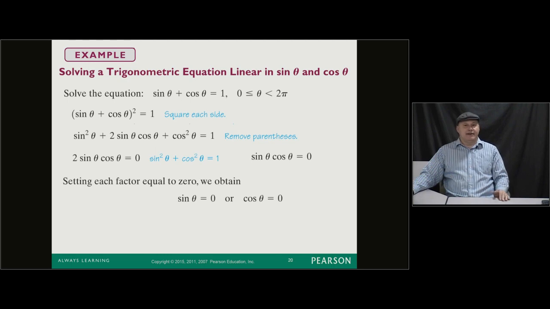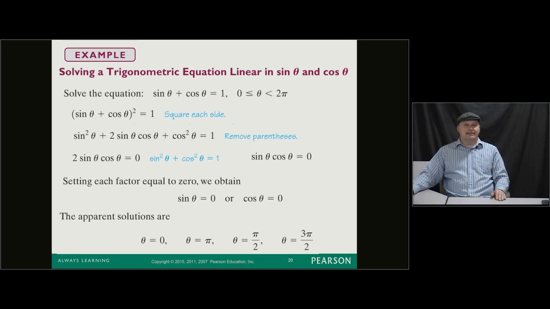Now, I like looking at the graph. So now that we know what the graphs look like, sine of theta between 0 to 2 pi is 0 at 0 and pi. And cosine of theta equals 0 at pi over 2 and 3 pi over 2. So those are your 4 possible answers. So the apparent solutions are 0 and pi. That's for your sine of theta, because that's when sine of theta equals 0. And pi over 2 and 3 pi over 2, and that's when cosine equals 0.